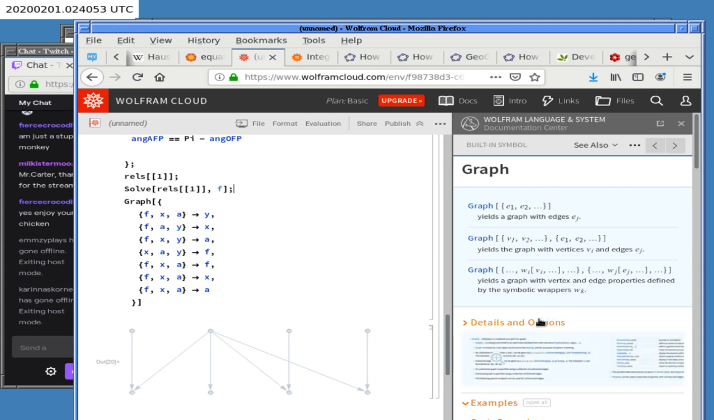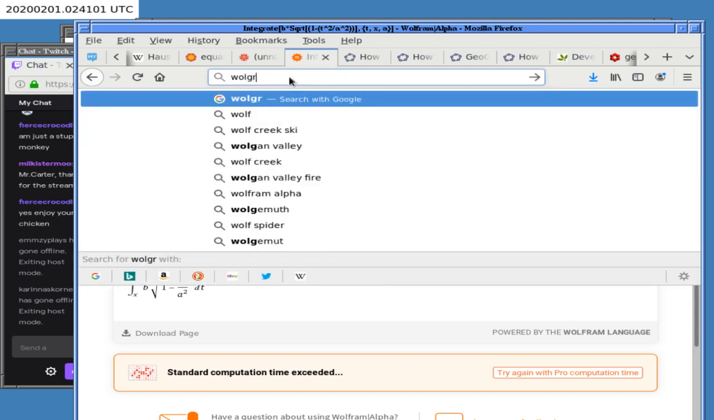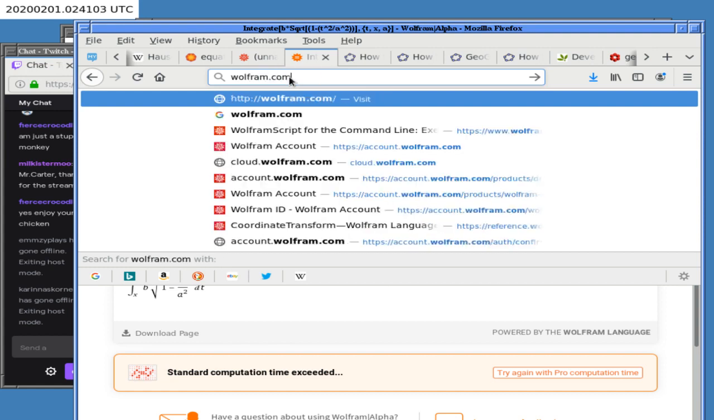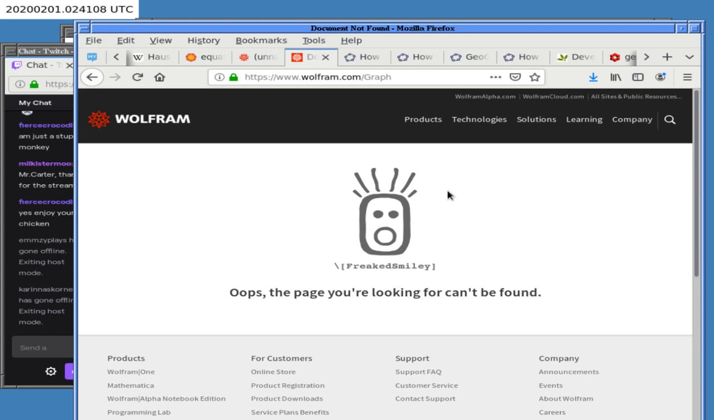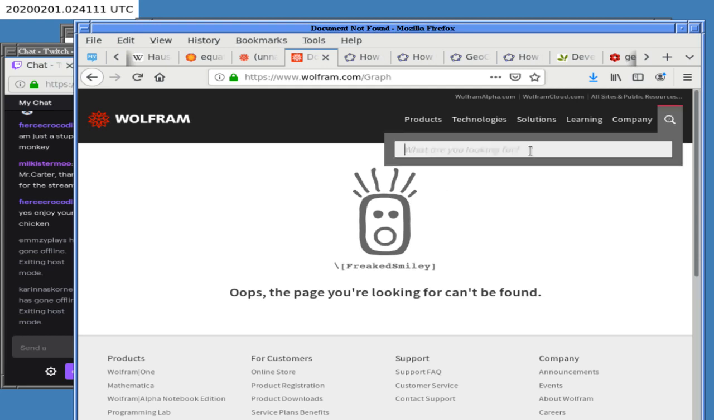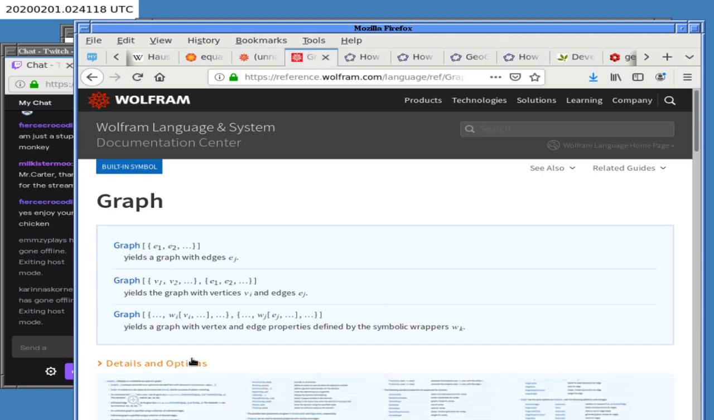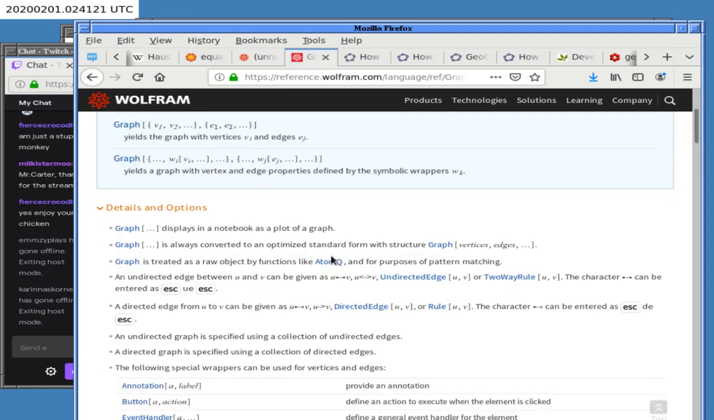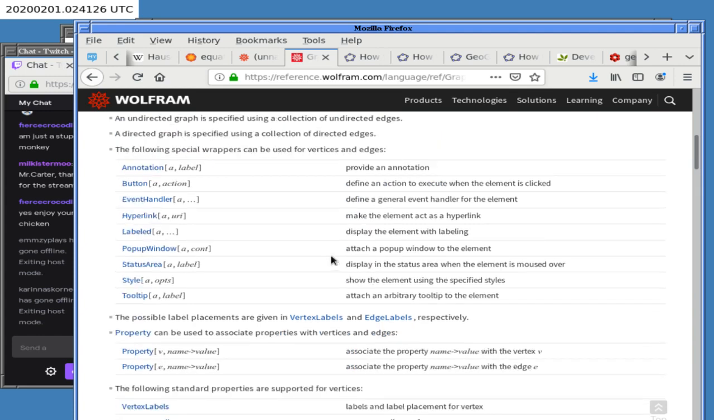I think I don't like this, so we're going to go over here and just go to wolfram.com. This probably won't work either, but it might get me close to what I want. Graph. And by the way, we're not using the word graph as in diagram. This is graph as in digraph, or directed graph. So what we're trying to do here is find a way to put some labels into it. Annotation, button, labeled, display the element with labeling.